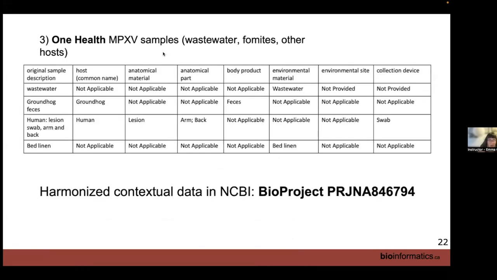It's also possible to harmonize information about One Health samples, where One Health is a concept that takes human, animal, and environmental health into consideration when looking at evolution and the spread of a pathogen. So you can see that different types of One Health samples were all able to be harmonized using the same set of fields. But just to point out, this is mock data here, but if you're curious, you can see what the actual publicly available data looks like by hopping over to Canada's Monkeypox Bio Project, and I've popped the accession number there in the slide.